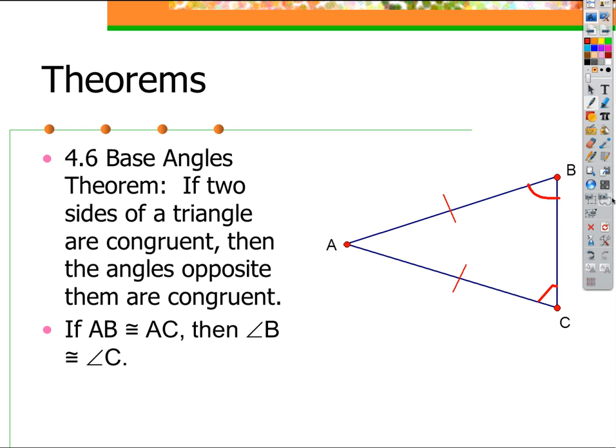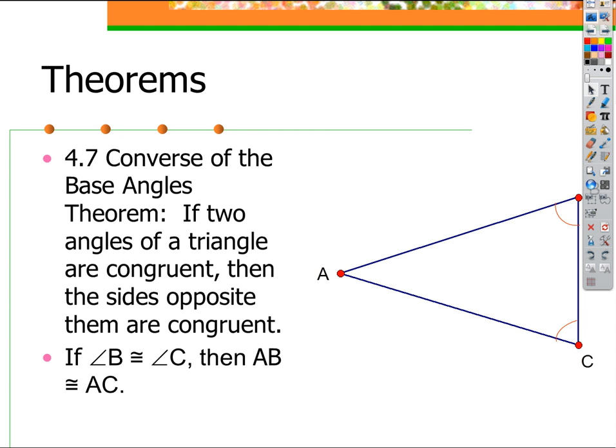We also know the converse of that statement. If we have a triangle with two congruent angles, then we also know it's isosceles. And so the sides opposite those angles are the legs, and they're congruent. So it works both ways. So that's the base angles converse. The other one was the base angles theorem.